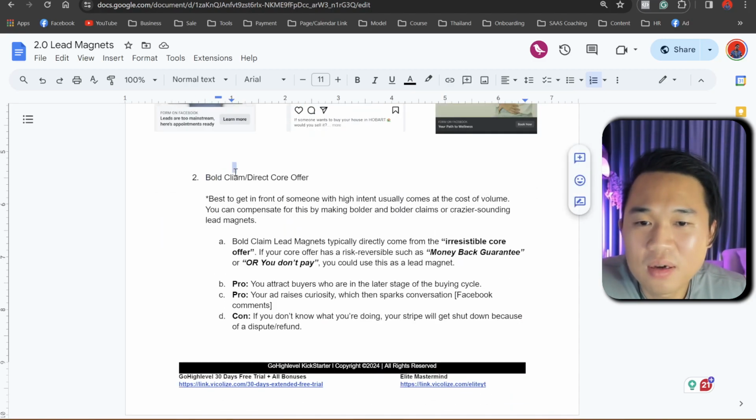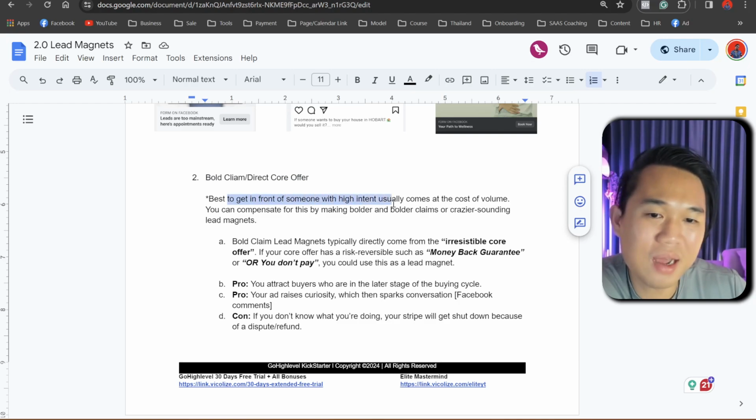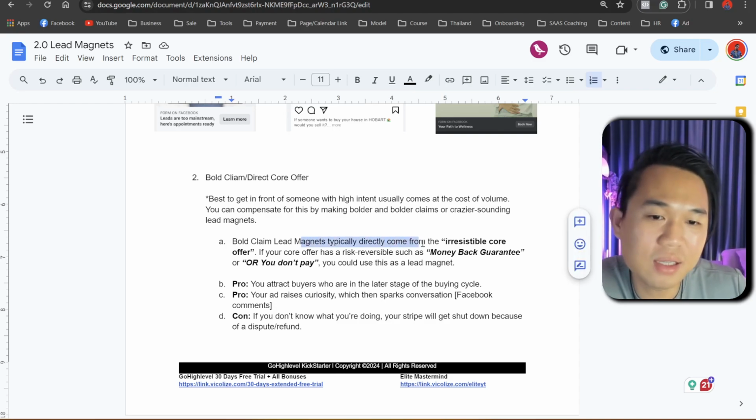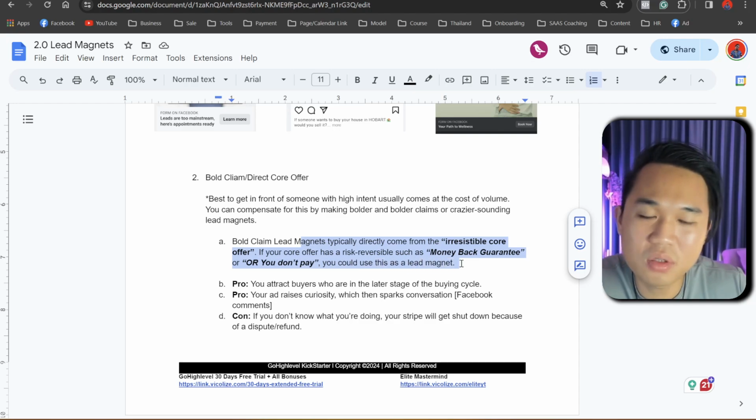The other offer is the whole thing offer, like a bold claim or a direct core offer. This is best to get in front of someone with high intent, usually coming at the cost of volume. You can compensate for this by making bolder and bolder claims and crazier sounding lead magnets. A lead magnet like that typically comes directly from an irresistible core offer. If your core offer has a high risk reversal, such as a money back guarantee or something that says you don't pay, you can use this as a lead magnet.